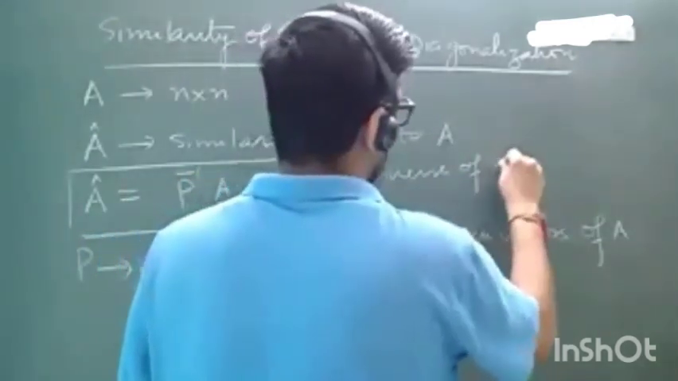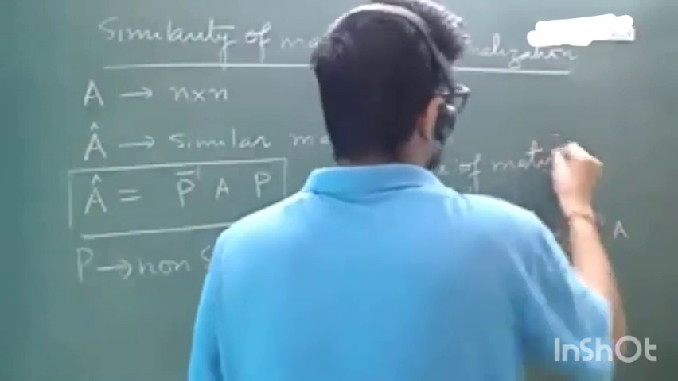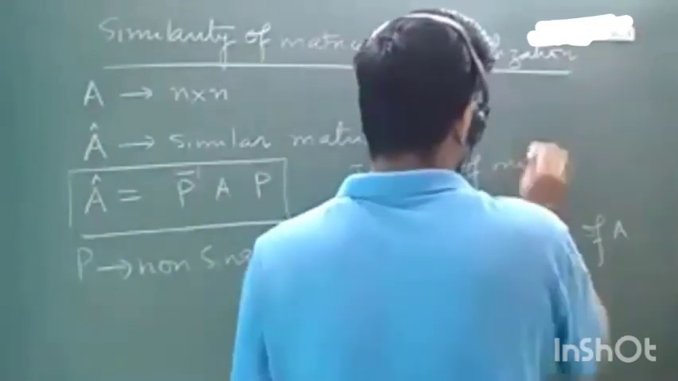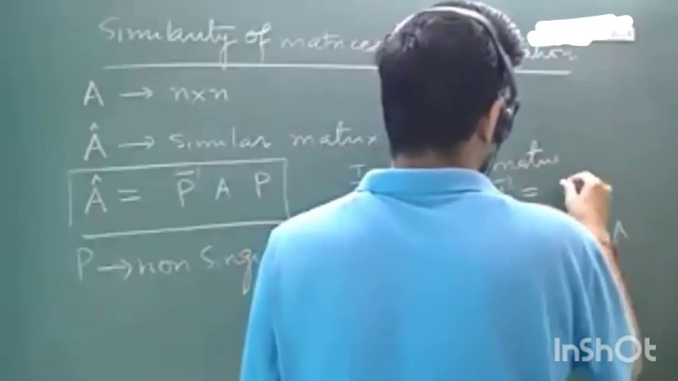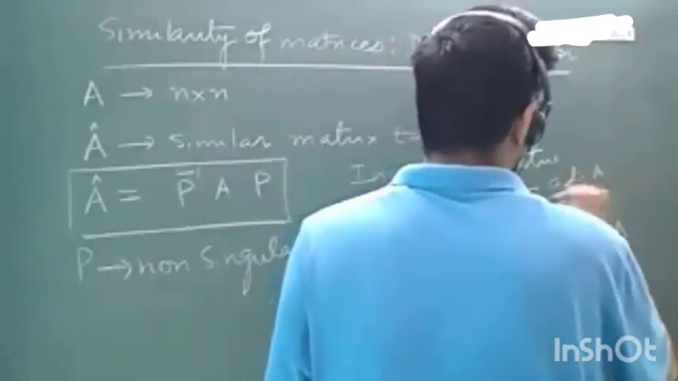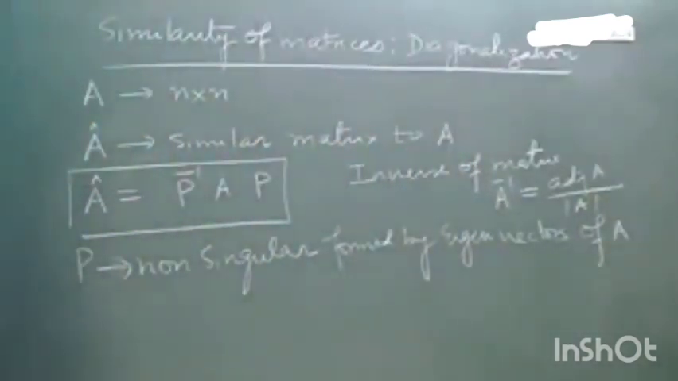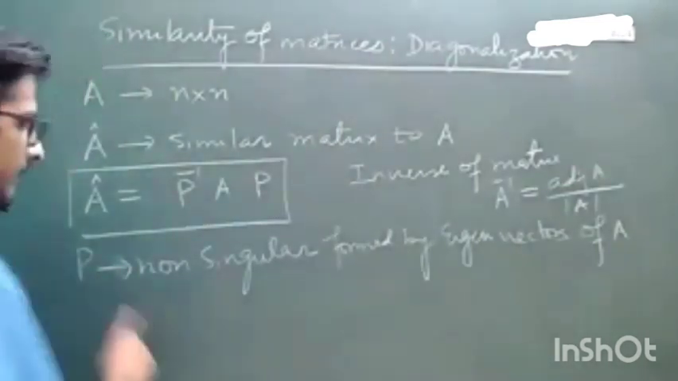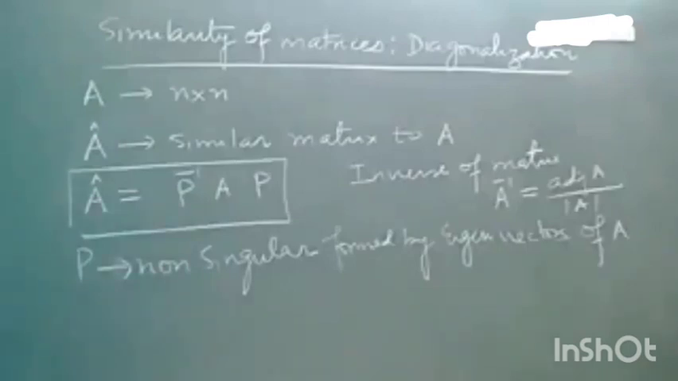And you know the inverse of a matrix is defined as, suppose we define A inverse, it will be adjoint A over determinant A. So if determinant A is 0, then the inverse is not defined. That's why I am writing that P should be a non-singular matrix. So we will calculate the eigenvalues, and now write something about A cap.